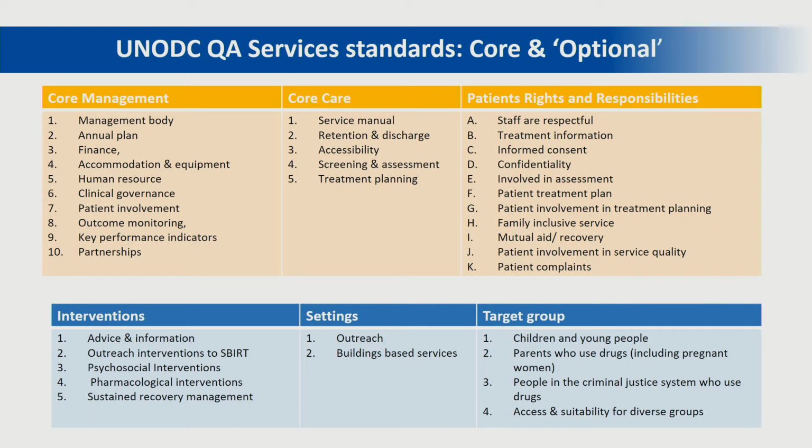The services standards are different. So we've got a series of core standards and optional standards depending on the type of service that you provide. And the core ones cover core management, core care, and patients' rights and responsibilities. The centrality of the patient and patient feedback to the UNODC quality assurance tool is paramount. And I'm sure Randy will talk with us about the very important nature of patient feedback in all of the work that we do. There are also some optional standards that you pick depending on what you provide. So it's kind of a pick and mix system. And those are different types of interventions, settings, and target groups.